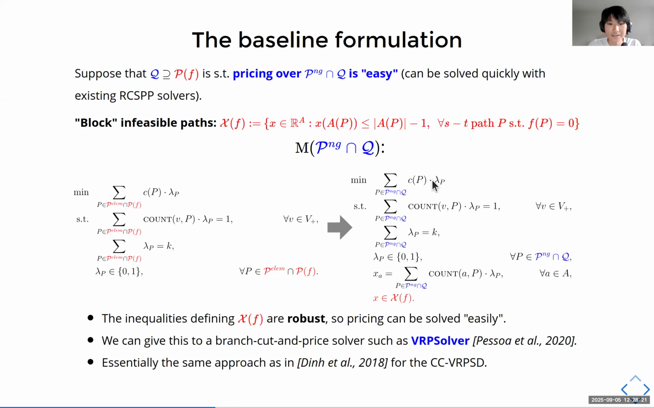Okay, and it is easy to see then that the inequalities defining this set are robust, not in the sense of robust optimization, but in the sense of branch cut and price algorithms, because you don't have lambdas here. And then you can just give this master formulation to a branch cut and price generic framework, such as VRP solver, and solve it like this. And essentially, this master formulation is the approach that was taken in the previous work that I mentioned.